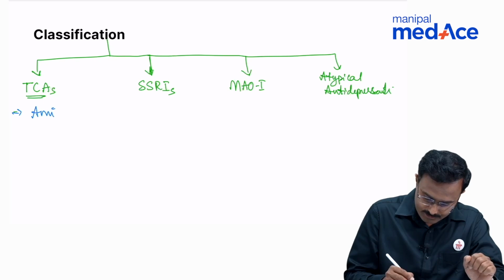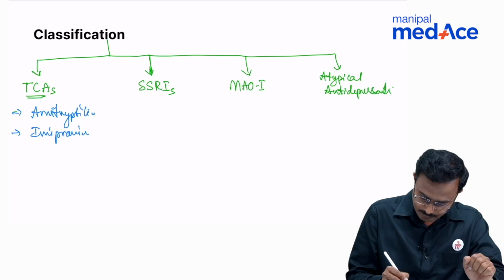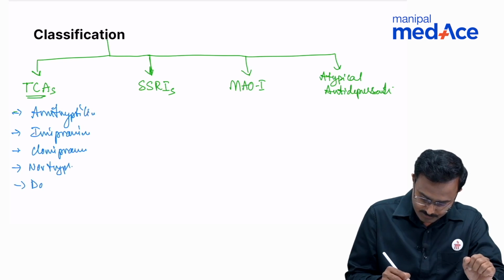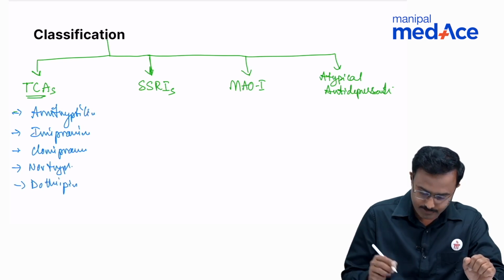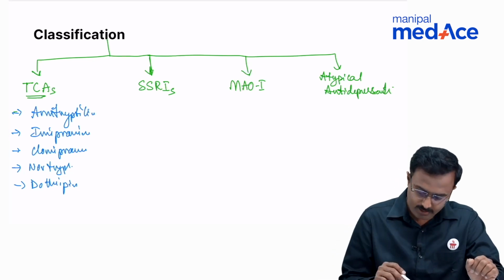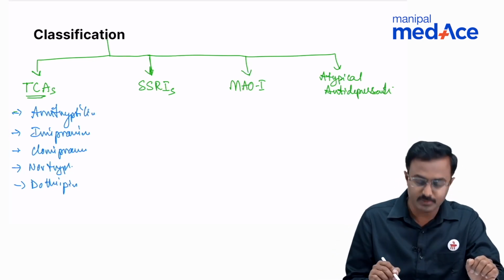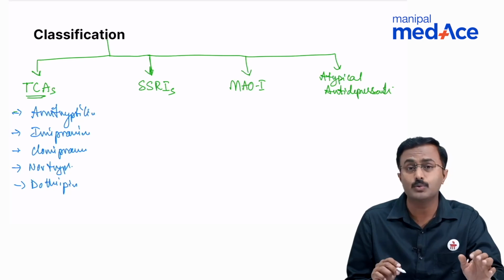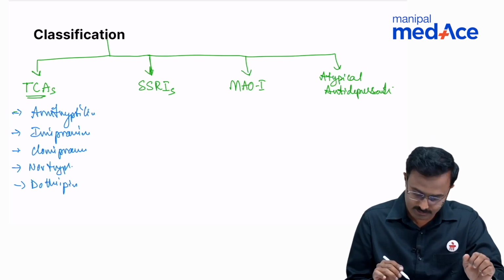Under TCAs we have one commoner drug, that is amitriptyline, imipramine, you have clomipramine, nortriptyline, dothiepin. So one needs to remember which class they belong to. Here it is triptylines or pramines, so that it ends with those suffixes.